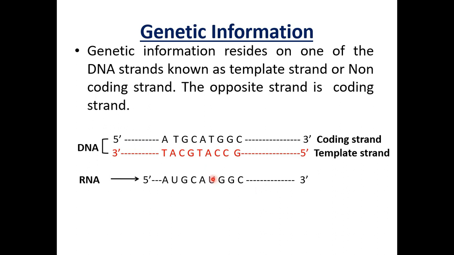Now if you compare this with the non-template strand of the DNA, the only difference between this strand and this strand is that here there is T, it is replaced by U on this strand. So you can call this the coding strand because this and this strand are similar and that's why this is also known as the non-template strand or the coding strand. Okay. So that was about the DNA structure and its salient features.